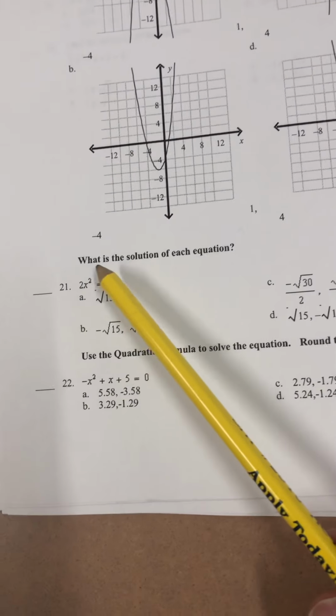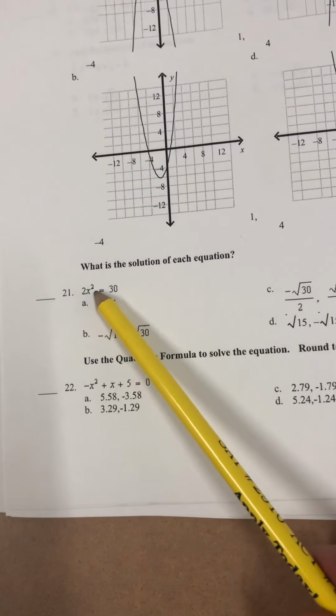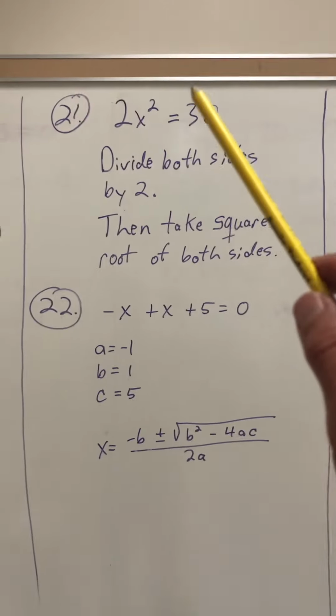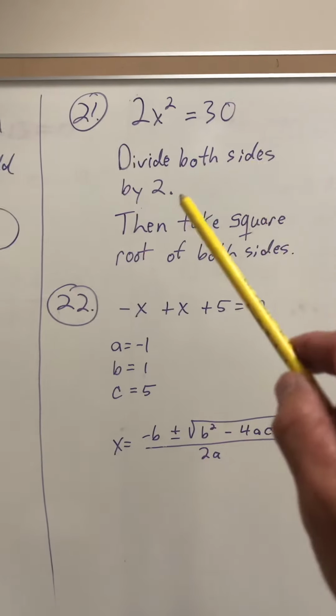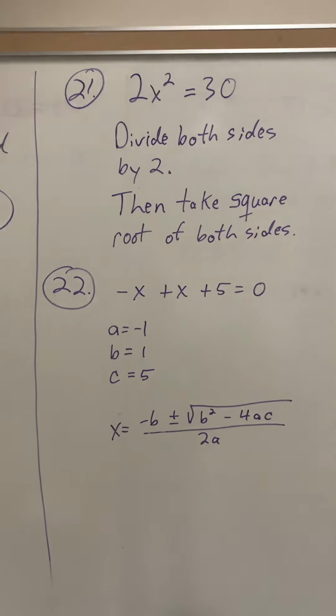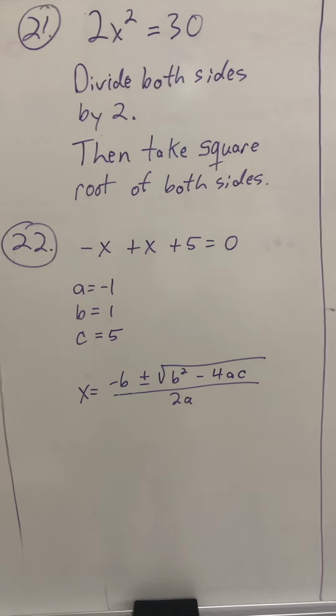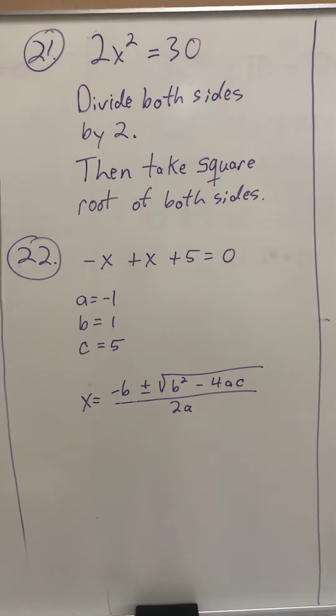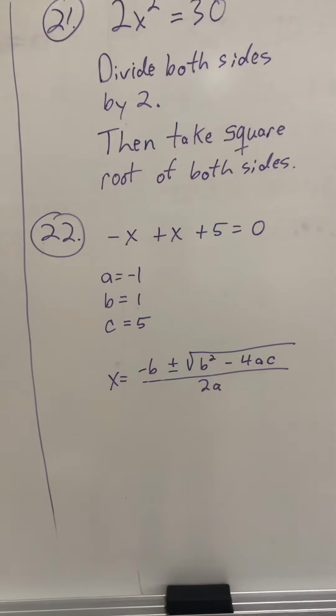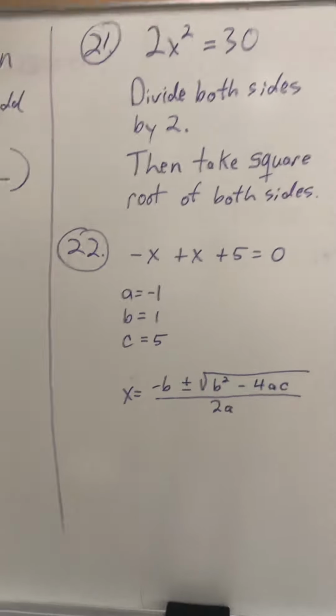On to 21. 21, what is the solution of each equation? 2x squared equals 30. Well, what you're going to do with this first is divide both sides by 2 and then take the square root of both sides. Okay? And remember, you can square a negative and it becomes positive. So you're going to have one positive, one negative.